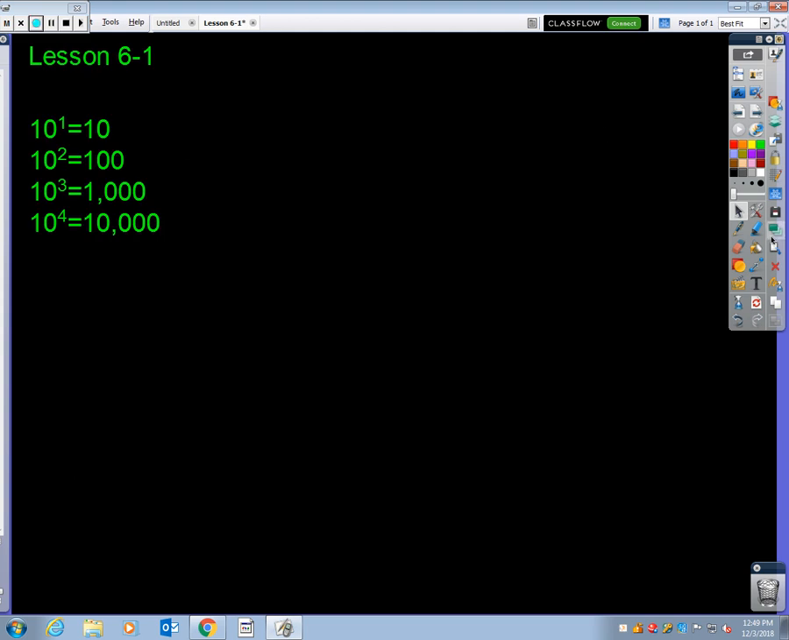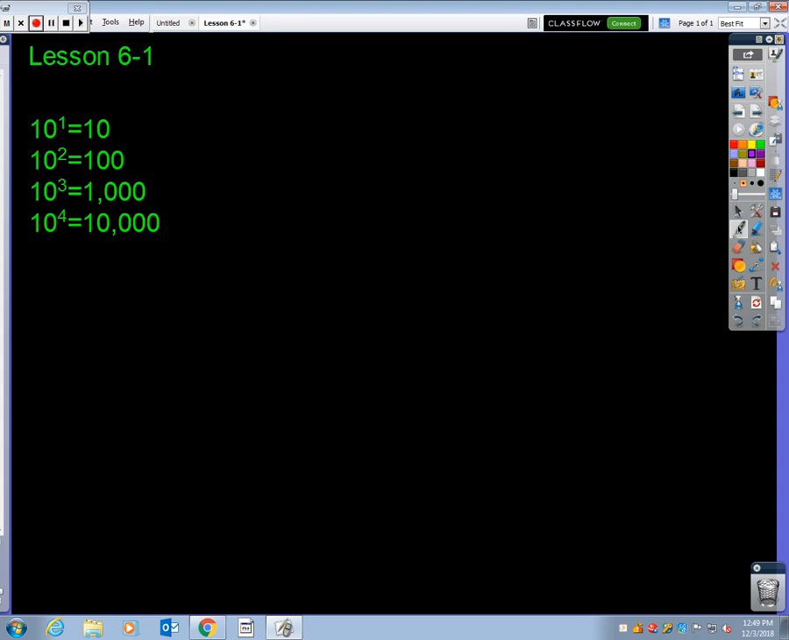As you guys recall, what we're looking at right now, these are all positive powers of 10. So we have 10 to the first power is 10, 10 to the second power is 100, 10 to the third is 1,000, 10 to the fourth is 10,000. This is stuff that we already know, you guys. This is like the third or fourth time we have seen this.